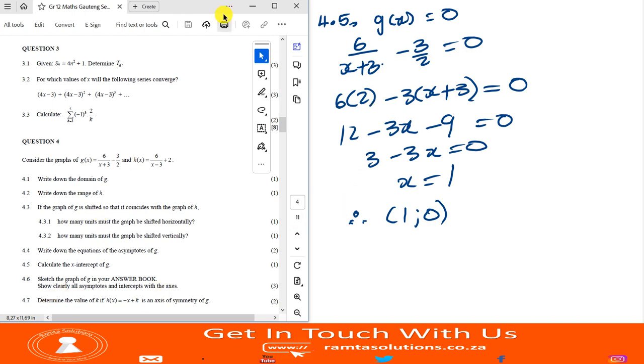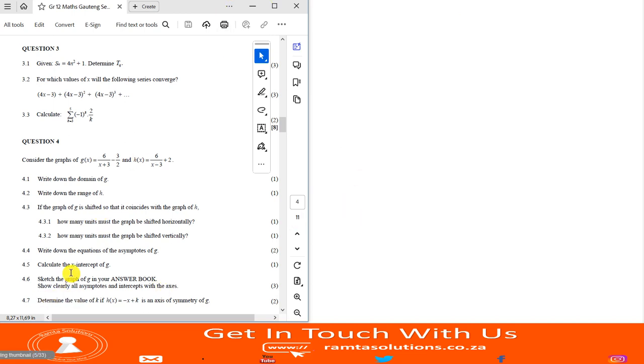So now I have to go to the next page. They say, sketch the graph of G in your answer book. Show clearly all asymptotes and intercepts with the axis. Now, there's an axis that we do not have, which is the y-axis. So we need to find the y-axis first.